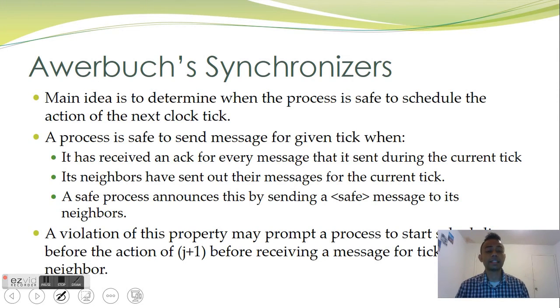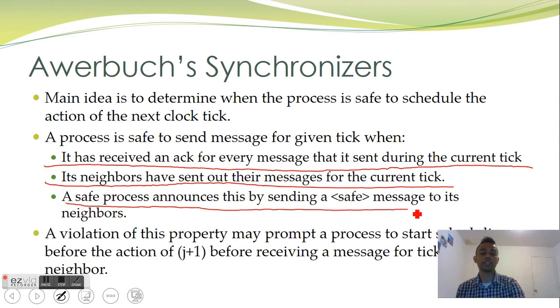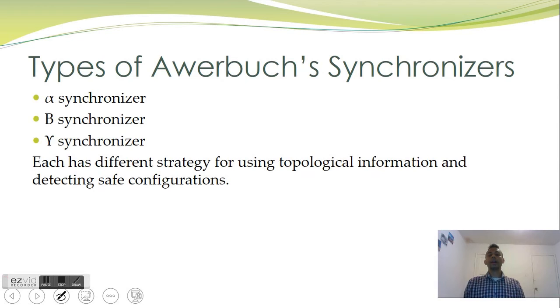Instead, it uses a safe message signal to schedule the action of the next clock tick. A process is safe to send a message for a given tick when it has received an ACK for every message that it has sent, and its neighbors have sent out their message for the current tick. A safe process announces this by sending a safe message to its neighbors. A violation of this property will violate the property of synchronizers. Again, these are the types of synchronizers here: alpha synchronizer, beta synchronizer, and gamma synchronizer, each with a different strategy for using topological information and detecting safe configuration.